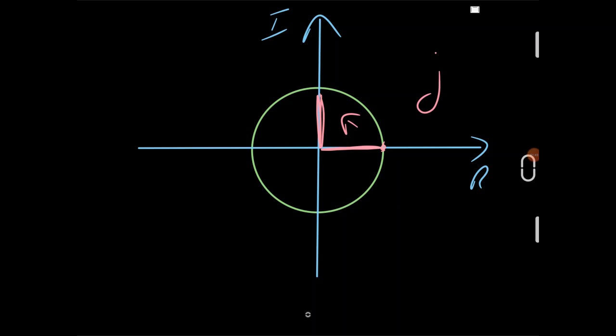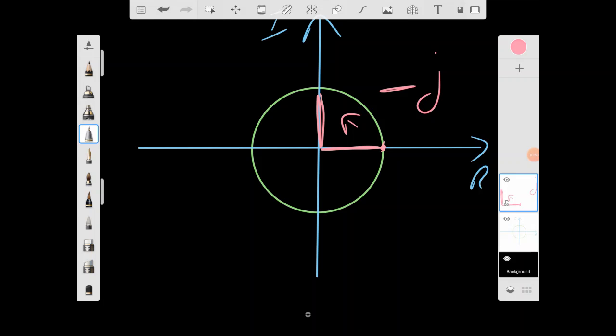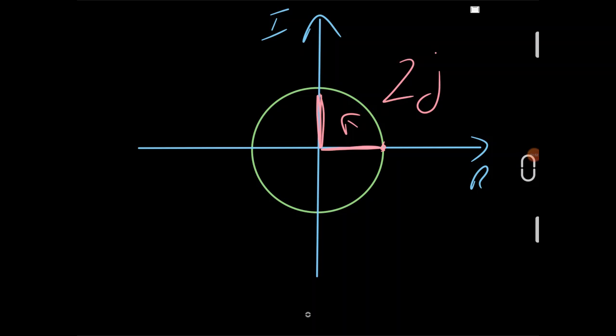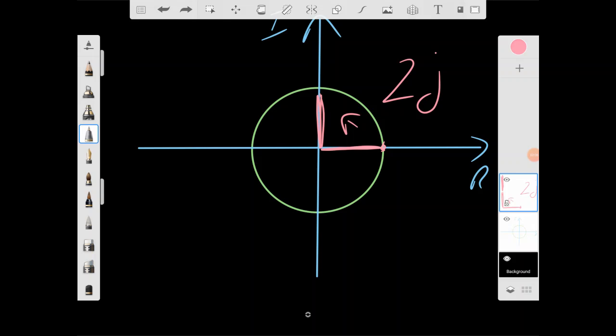Now, if I multiply it with 2j, what happens? Again, it gets rotated by 90 degrees, but double the size. It will be like this, double the size. Now, what happens if I multiply with minus j? Instead of rotating anti-clockwise, it will rotate clockwise and it will come down.